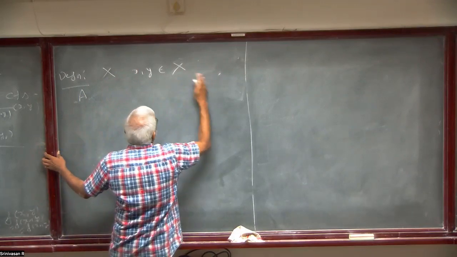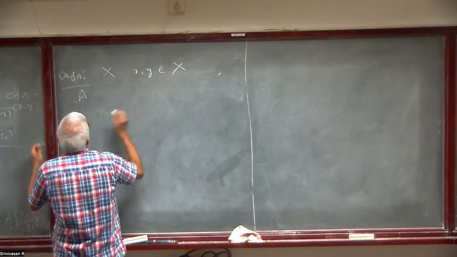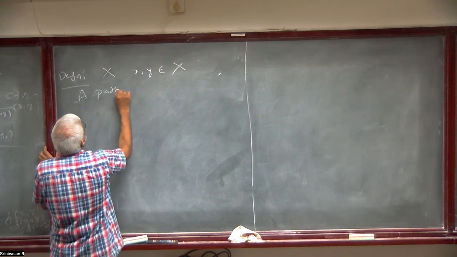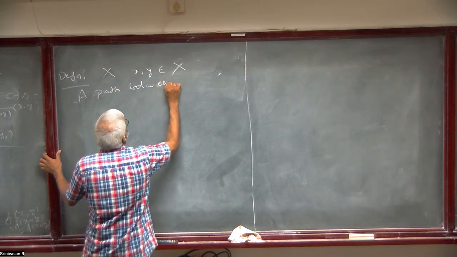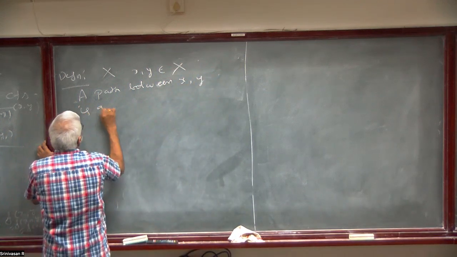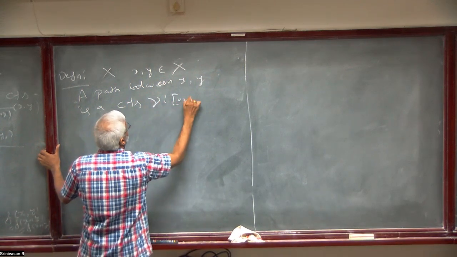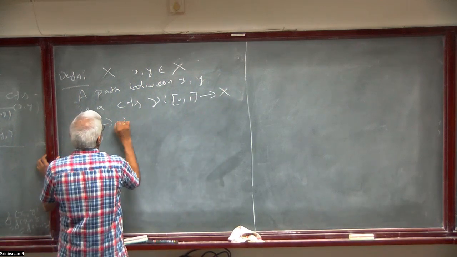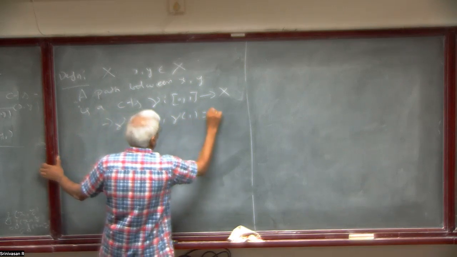x and y can be equal, it doesn't matter. Then also there is a path: the constant function will be the path. So a path between x and y is a continuous function gamma from [0, 1] to X such that gamma of 0 is equal to x, and gamma of 1 is equal to y. That's all.